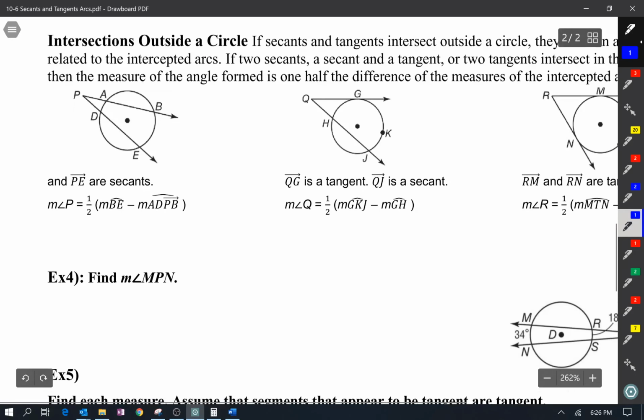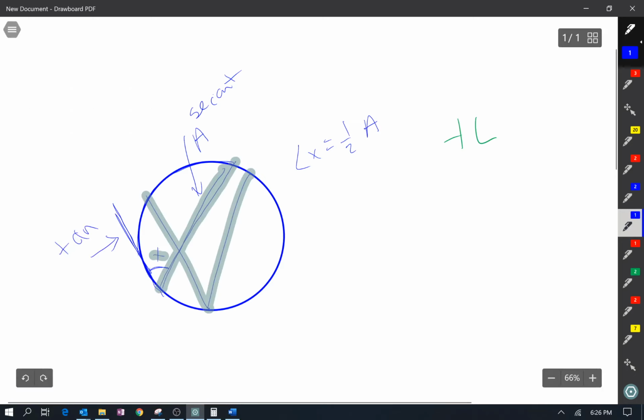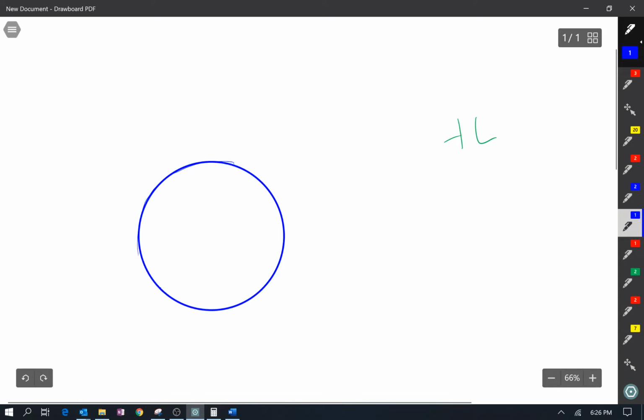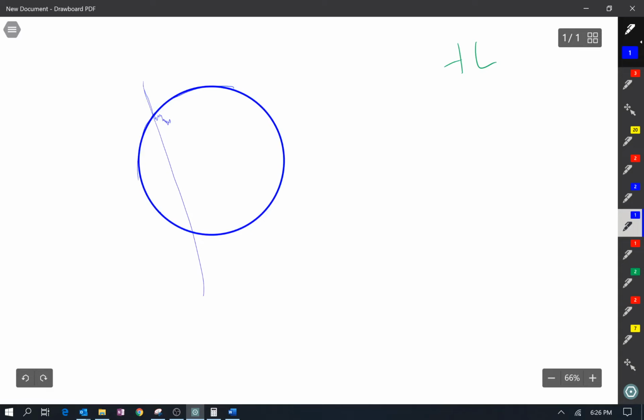Now what are we going to do? Now we're going to have it crossing through the circle differently. Now we're going to have two secants crossing outside of the circle. So stuff like this. Let me fix this. Something like this, right? So we get an angle here. This is angle x, this is arc A, and this is arc B, right?